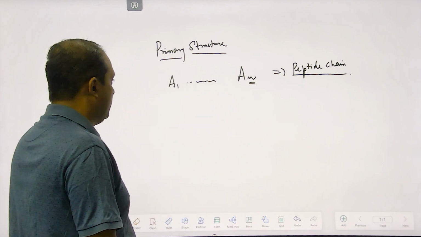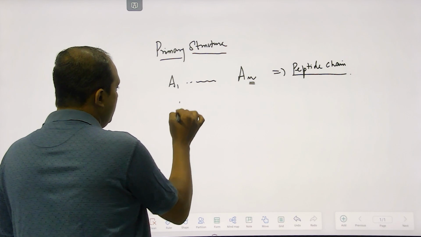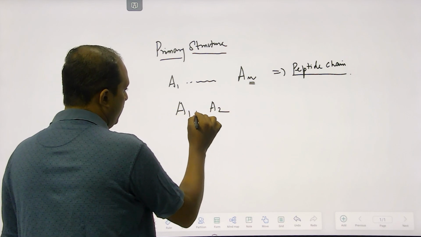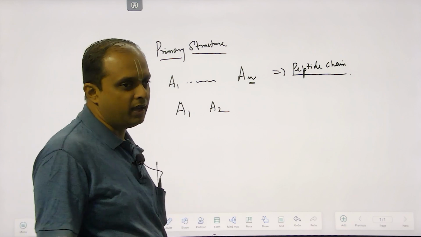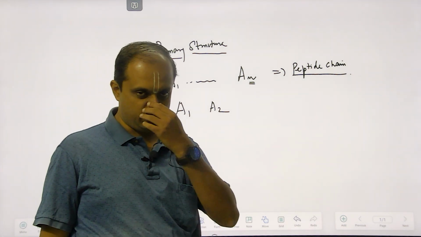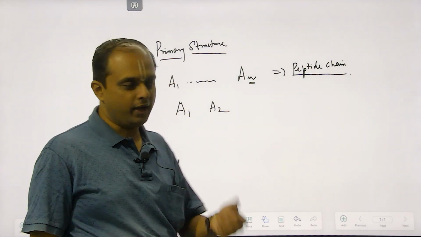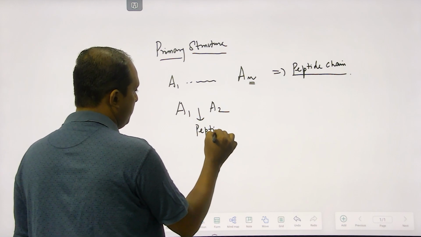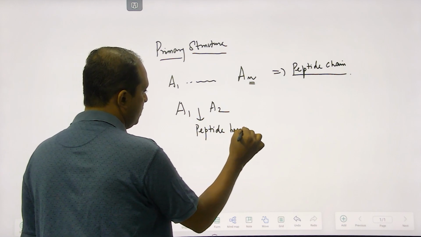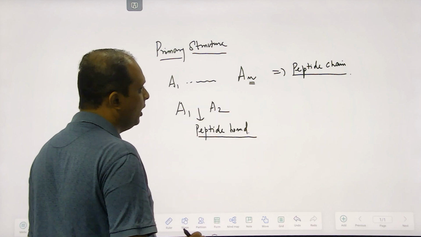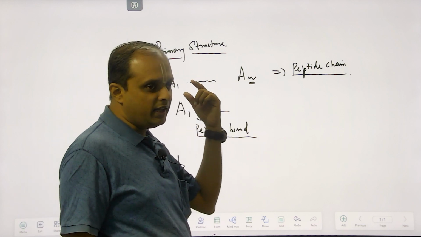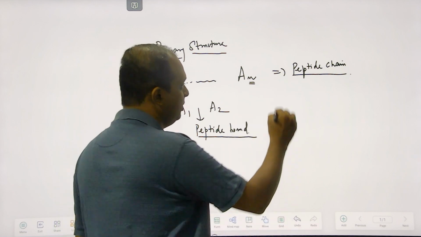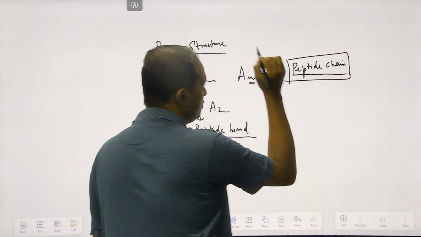Now let's take any amino acids, say A1 and A2. Amino acids being chemicals should get bonded, and you call this bond a peptide bond. All these things we are pretty familiar with. Hence this chain containing a series of amino acids linked by peptide bonds is what is called a peptide chain. Hope these concepts are clear.